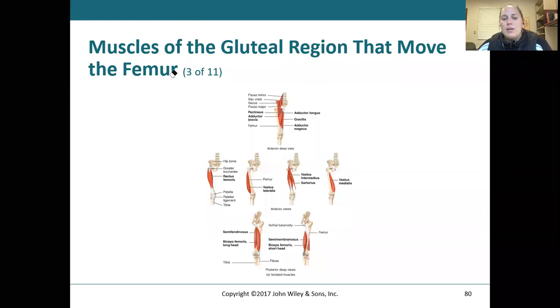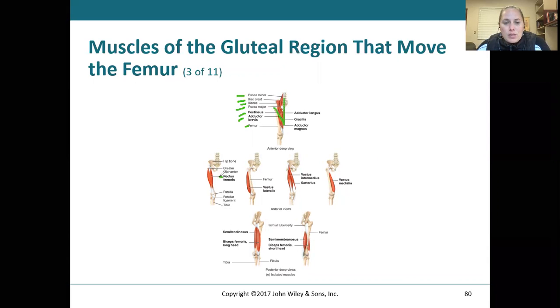Okay. What's nice about this, and it might be worth taking this and making it bigger on your own screen, is you can see the posterior deep views of these muscles. And what's nice is that they're cutting away many of the muscles and focusing on individual muscle groups. So here we see the psoas minor, the iliac crest, the iliacus, the psoas major, the pectineus, the adductor brevis. And again, these are all related to the femur. So you can see them all located in this region here.